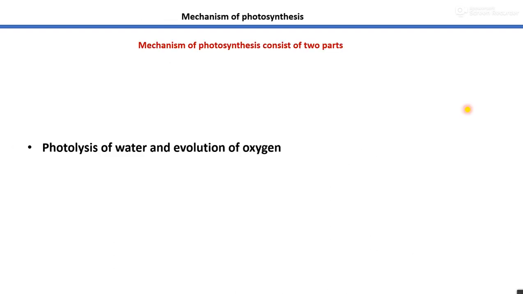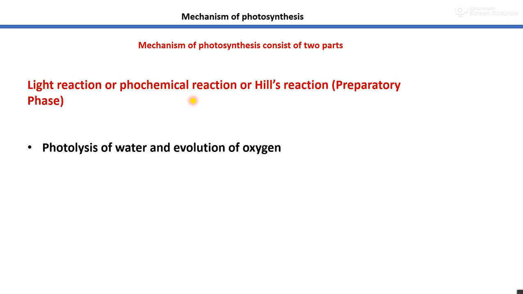Now I would like to talk about the mechanism of photosynthesis. The mechanism of photosynthesis consists of two parts. The first part is the light reaction or photochemical reaction, which is also known as Hill's reaction. This part of photosynthesis is also known as the preparatory phase because all the assimilatory power, like NADPH and ATP, is synthesized in this part of photosynthesis.